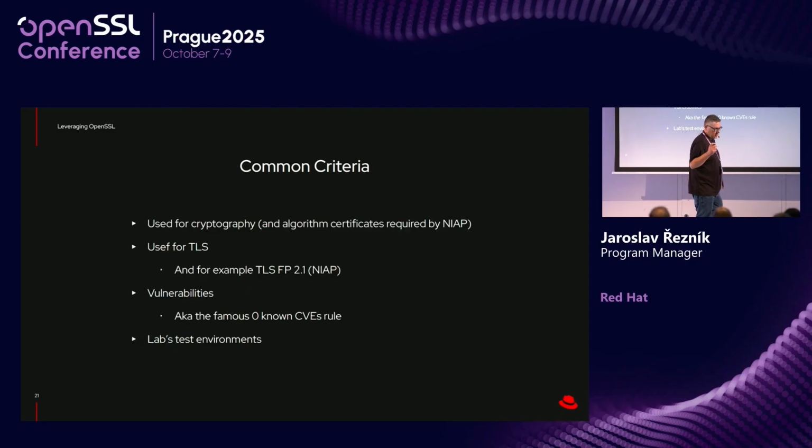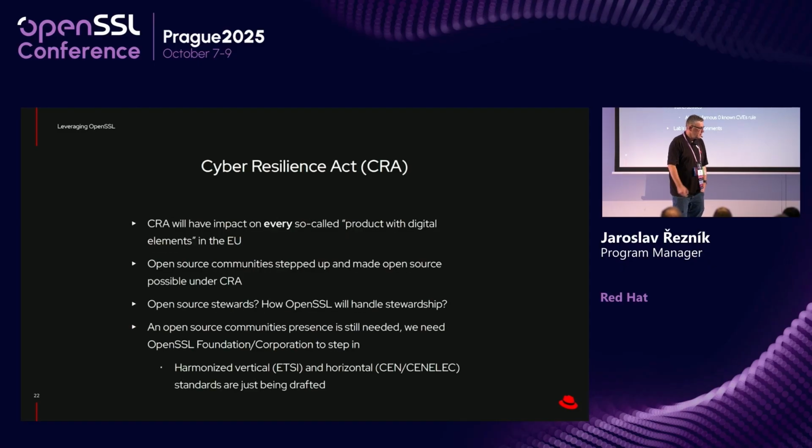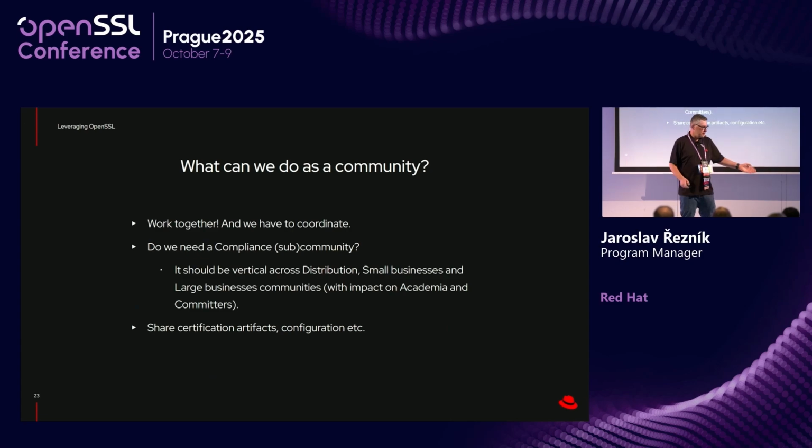And then one interesting thing is labs test environments, because each lab is using some OpenSSL in some way for their infrastructure. Cyber Resilience Act is going to be a big thing in Europe. I will not talk much about that, but the question is how OpenSSL will handle stewardship, so-called, if OpenSSL is going to be manufactured and so on. So this is a big question in Europe. And the standardization is now happening in CEN/CENELEC and ETSI. So again, something where OpenSSL can get engaged, and another voice of OpenSSL would be great. So we have to work together. We have to coordinate.